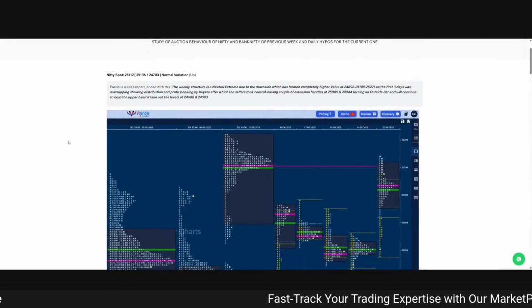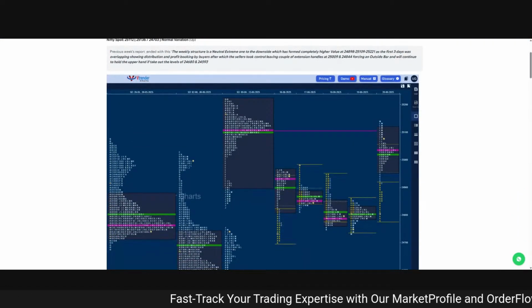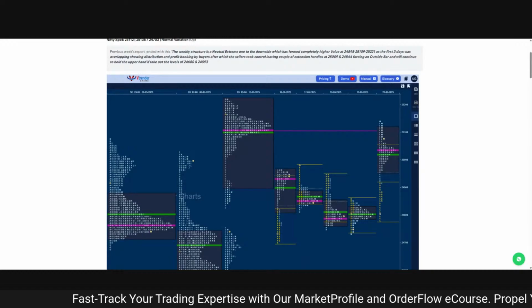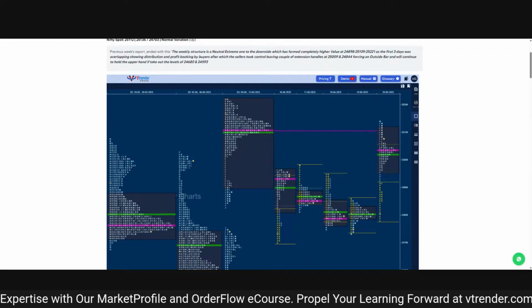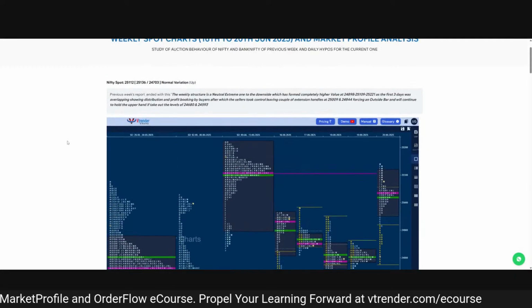This is based on spot because on higher time frame, especially when you are getting an expiry coming near, these references become more and more important. So what did we do in Nifty spot last week?